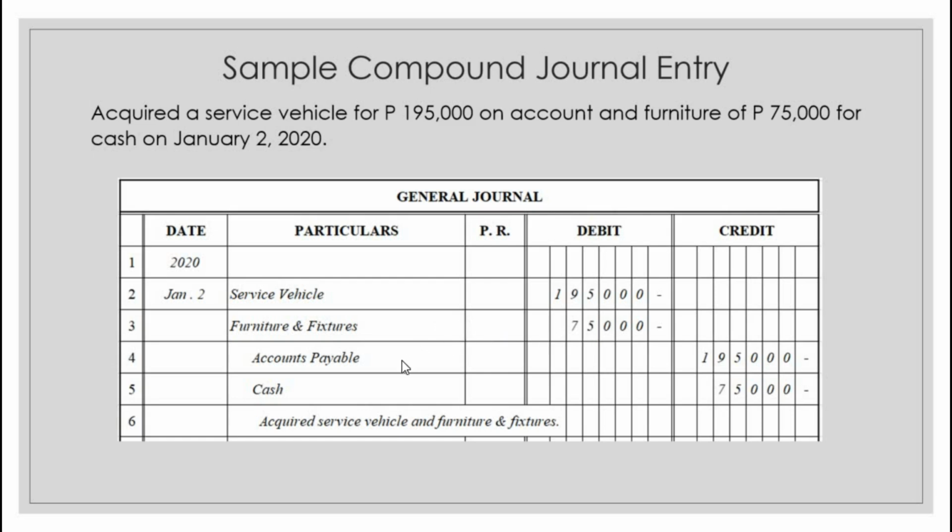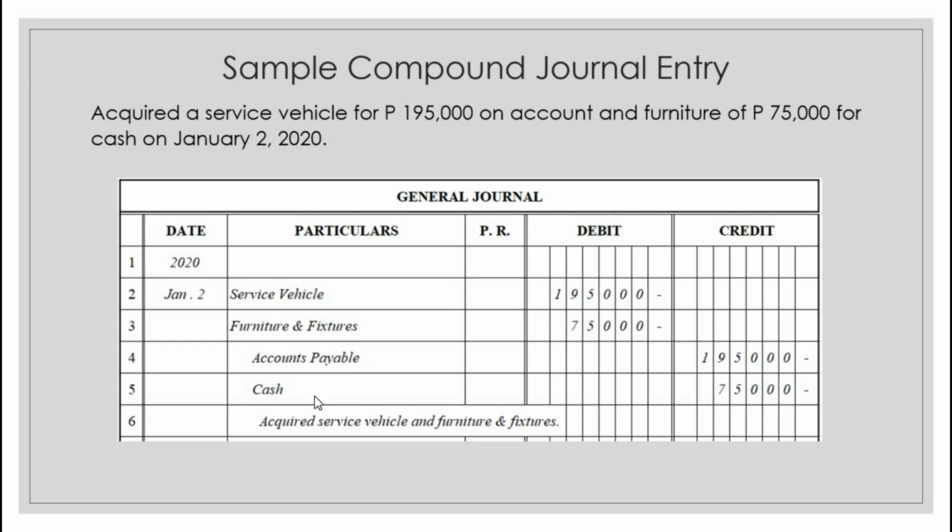And then we credit accounts payable. Why are we crediting accounts payable? Because sabi dito, the service vehicle was acquired on account. So you have to recognize accounts payable because that is a liability. So your liability increased, therefore it should be credited because the normal balance of accounts payable is credit.